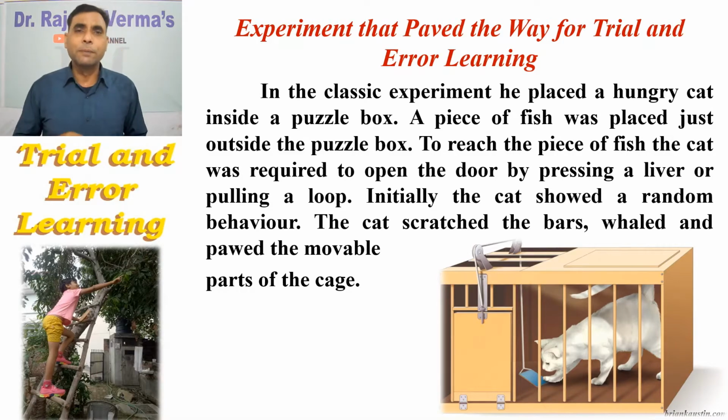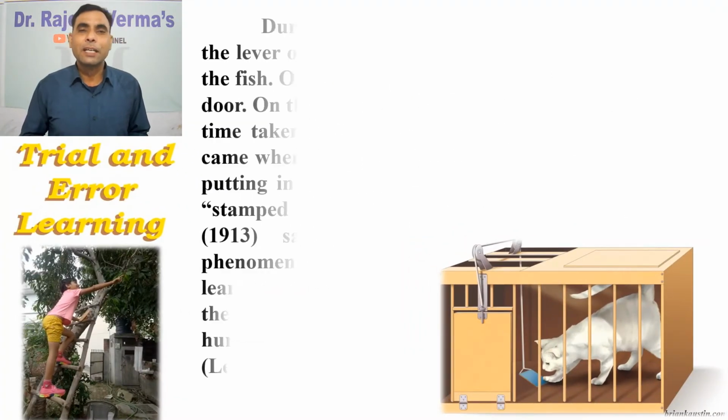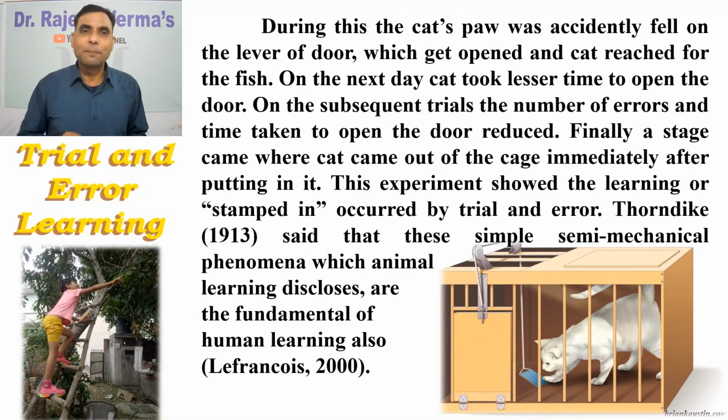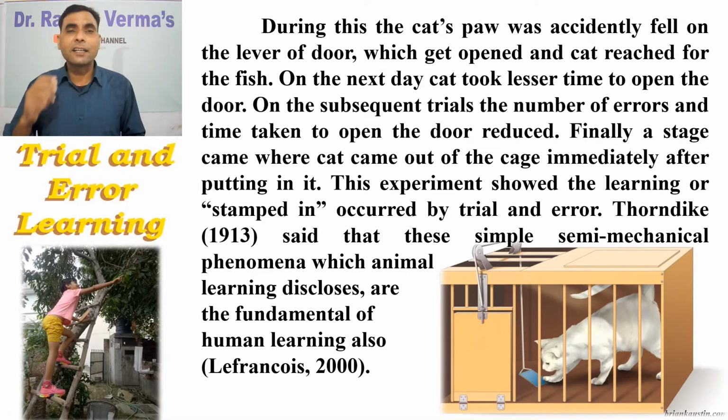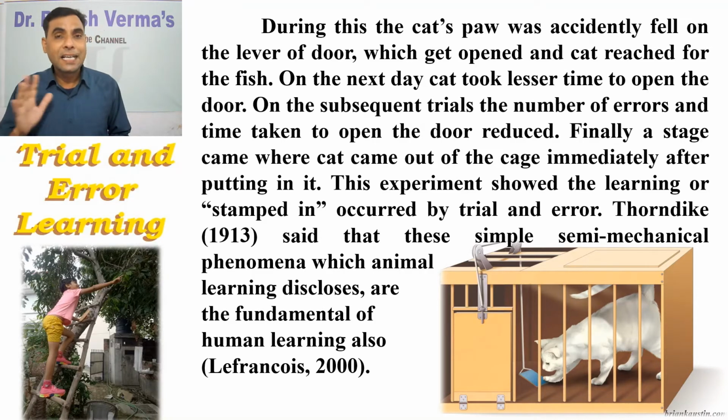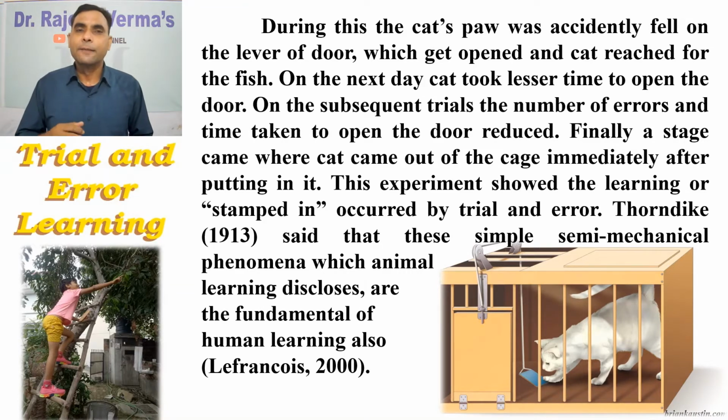You know this experiment, but we must learn this experiment to study the historical part as to how trial and error learning came into being. During this, the cat's paw accidentally fell on the lever of the door. That was purposefully designed in such a manner that the moment the lever is pressed, the door will open. And the cat ran to the fish and ate it. So this was the process.